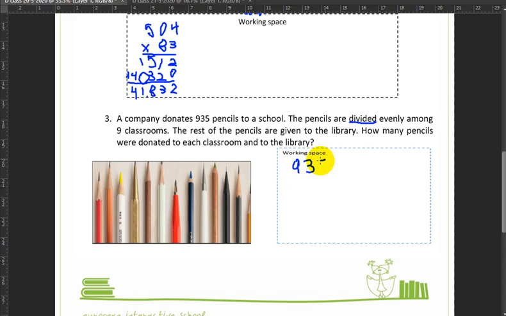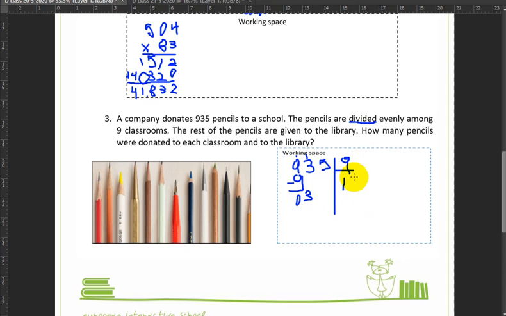935 divided by 9. Well, 9 fits into 9 once. 1 times 9 makes 9. 9 minus 9 makes 0. Carry down the 3.